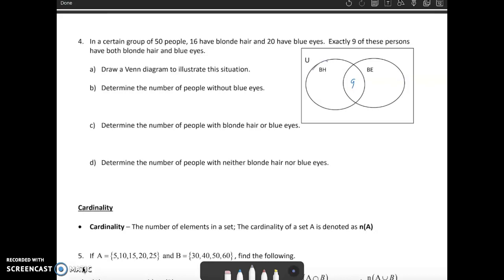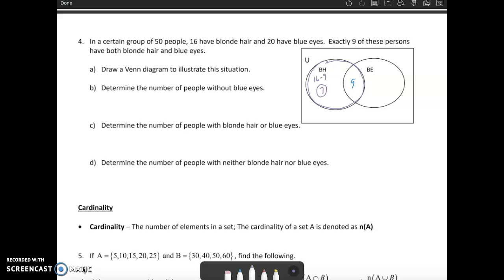Then if we go back and say 16 people have blonde hair, that means inside this BH circle there have to be 16 total people. But there are already 9 people inside that circle because they're in the overlapped area. So how many can go in the crescent-shaped portion? We need to take 16 minus 9. There must be 7 people in the other part of the BH circle, so with 7 in the crescent and 9 in the overlap, there are 16 total.